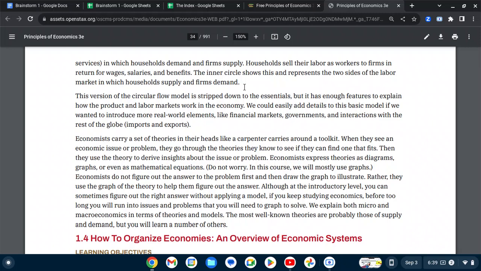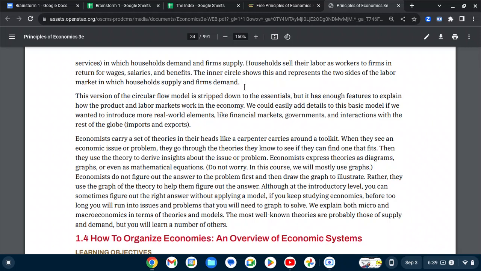Economists express theories as diagrams, graphs, or even as mathematical equations. Economists do not figure out the answer to the problem first and then draw the graph to illustrate. Rather, they use the graph of the theory to help them figure out the answer. Although at the introductory level, you can sometimes figure out the right answer without applying a model, if you keep studying economics, before too long, you will run into issues and problems that you will need to graph to solve.